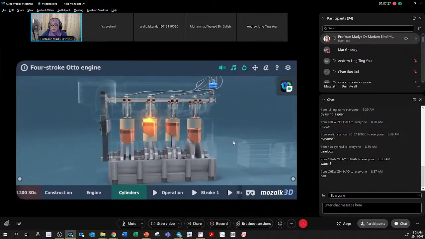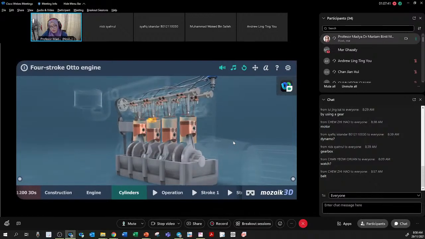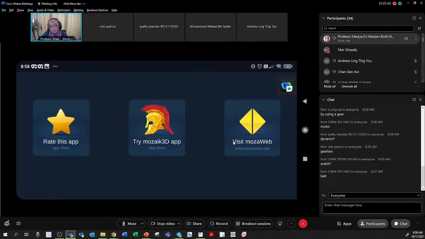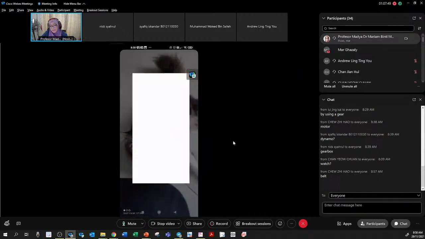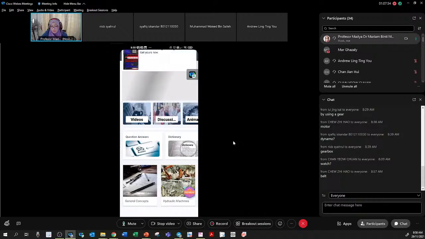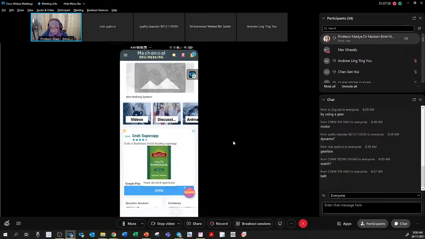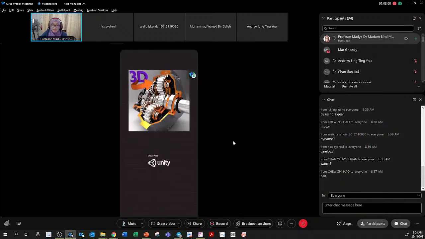So go through these apps. One of the apps that I think is interesting to download is this one, 3D engineering.